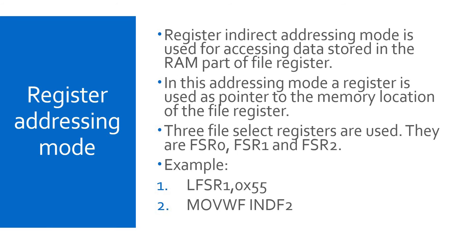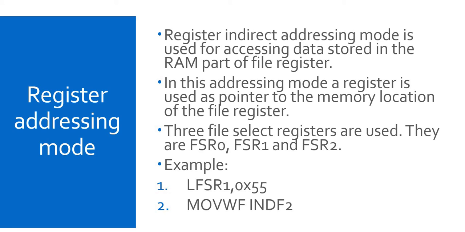Next is your register addressing mode. In the case of register addressing mode, we are using the file select registers that are available for your PIC18 microcontroller. In a PIC microcontroller, you typically have 3 file select registers, that is FSR0, FSR1 and FSR2. FSR stands for file select register. So you have 3 file select registers where you can select the register.